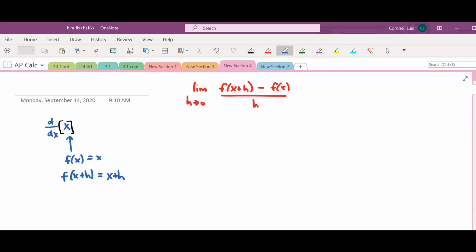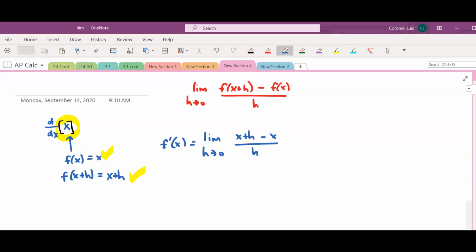Now we're gonna substitute those values into the limiting process, because the goal here is to find the derivative of f of x, of our function. So the derivative of your function is the limit as h approaches 0 of f of x plus h. We're just going to plug in x plus h because that's what we plugged in for x. When we plug in x, you get x, check. When you plug in x plus h, you get x plus h, minus x all over h.